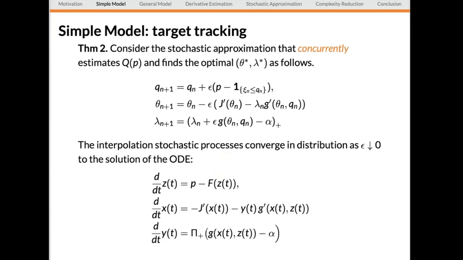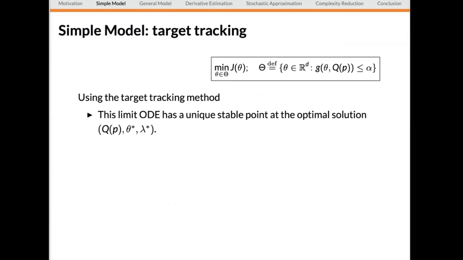And yes, we have the result that it does converge. It converges to this ODE, and this ODE tells us that everything is fine. The limit of this ODE has a unique asymptotic point, and it's the one we want. It converges to exactly what we want.